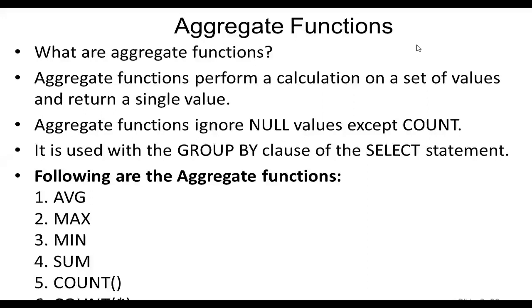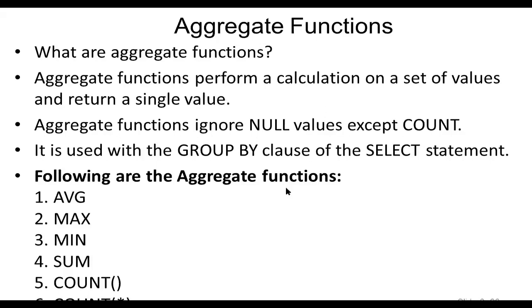The aggregate functions basically perform a calculation on a set of values and return a single value. Suppose you have a set of values, for example 10 data values, and you perform the aggregate function over those 10 data, you will get a single value. That is what it means. Aggregate functions ignore null values except count.